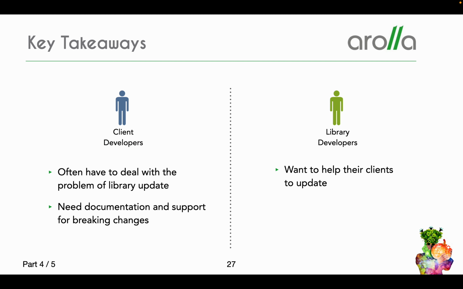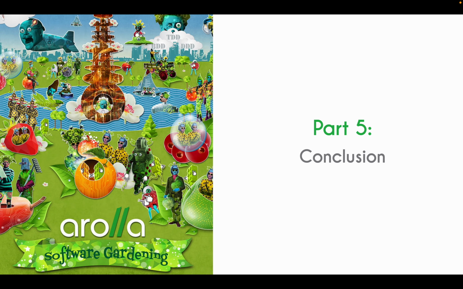So the key takeaways from this study are that from the perspective of client developers, we see that they often have to deal with the problem of library update, and we see that they need documentation and support for breaking changes. From the perspective of library developers, we can see that they want to help their clients to update. So this can provide empirical validation for the tools that would support library developers, for example, and help them in turn support their clients by providing documentation and by providing support for breaking changes.